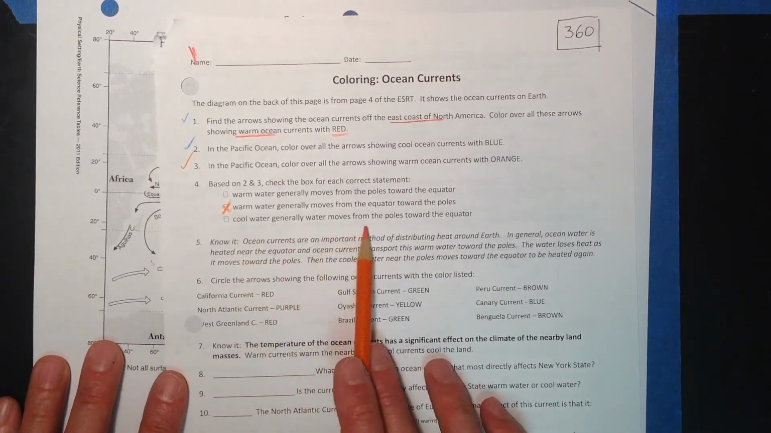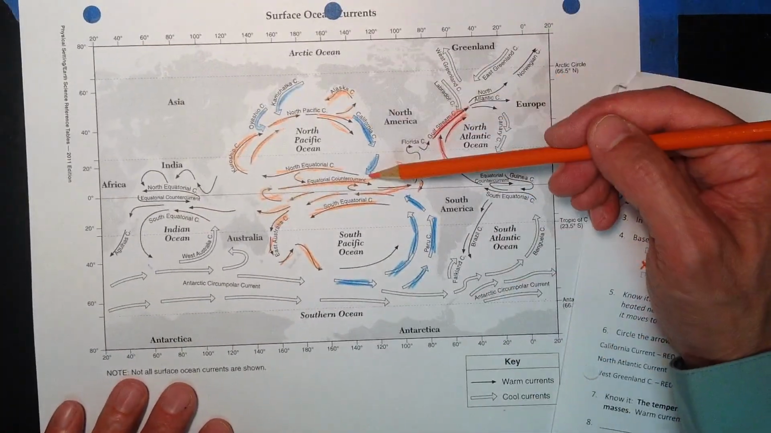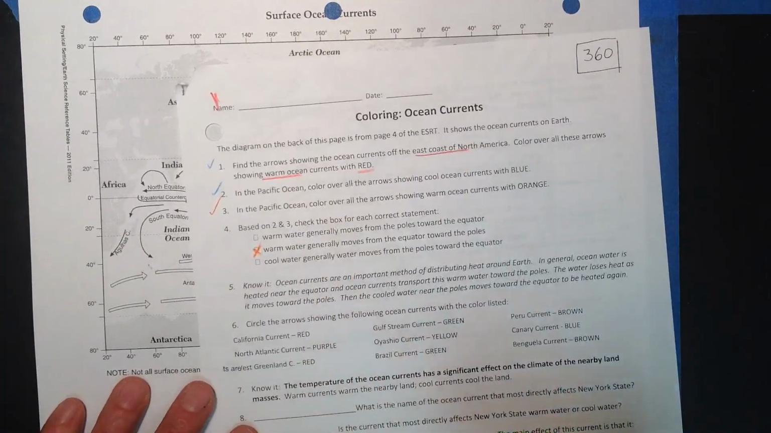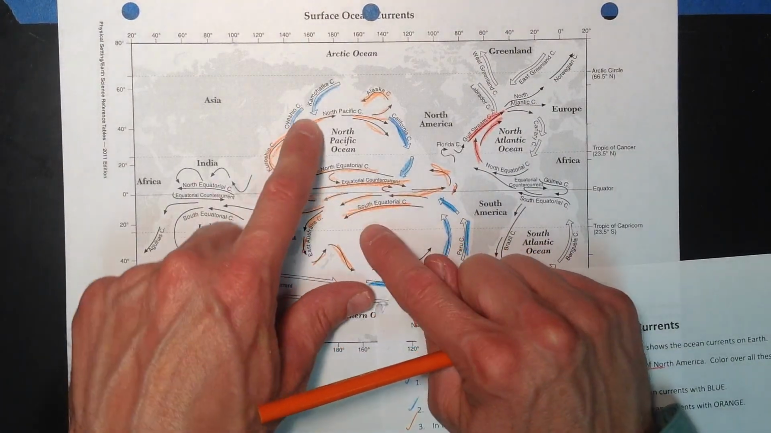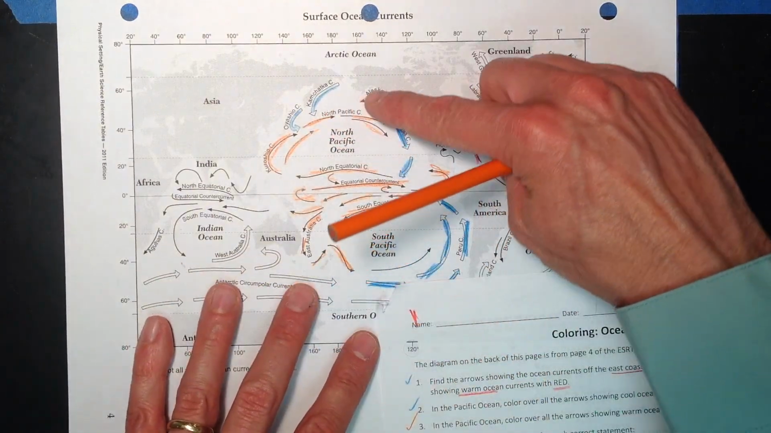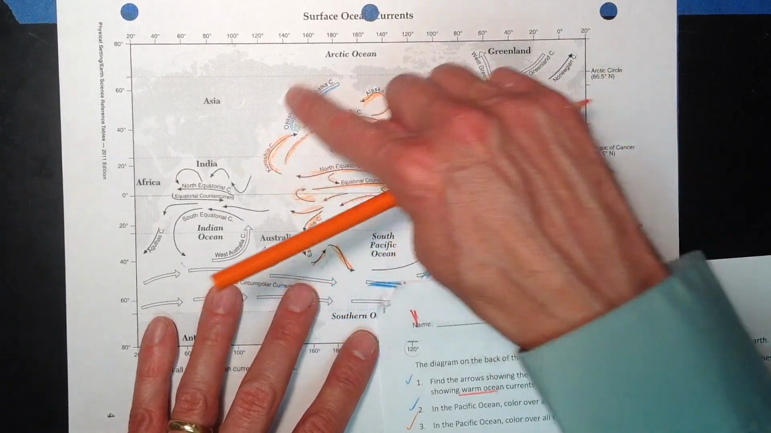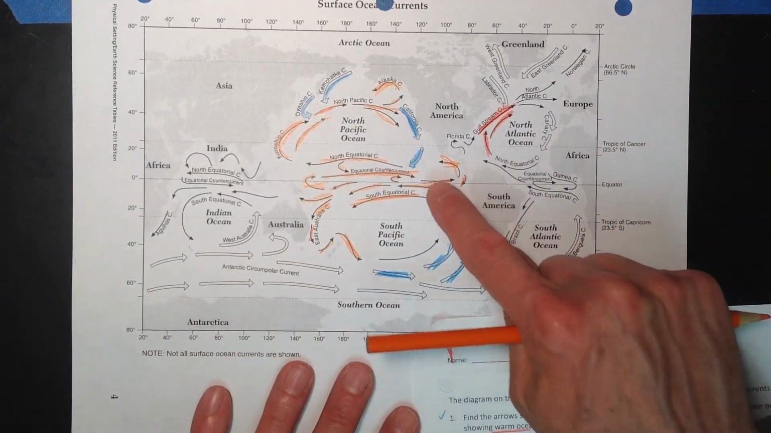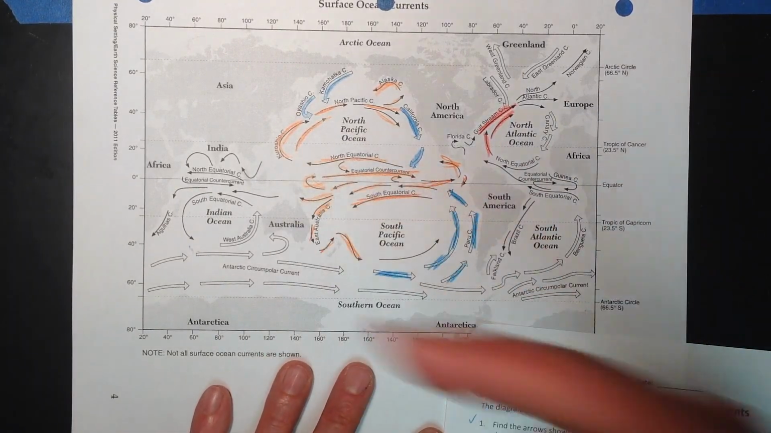Cool water generally moves from the poles towards the equator. Cool here is blue. And that is true. So basically, it distributes heat: it brings warm water up here, brings some heat up here, loses it to the air. That water gets cooled as it loses heat. Cool water goes back, gets reheated, creates this circular pattern of heat distribution. And then same thing here. It cools down, the cool water gets back, gets reheated, and this circular motion is the distribution of heat throughout larger sections of the globe, which is cool.